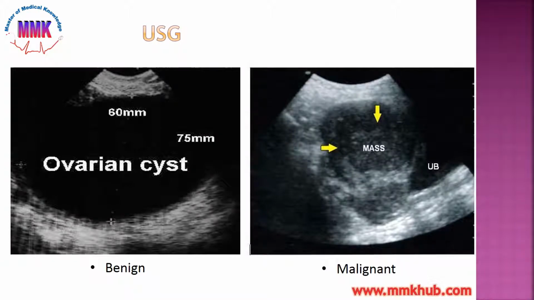In benign lesion, there are less chances of the low level echoes, except hemorrhagic cyst, in which we can find the low level echoes. And in malignant lesions, we will find a mass inside a cyst and different other septations, thick wall and all that stuff.